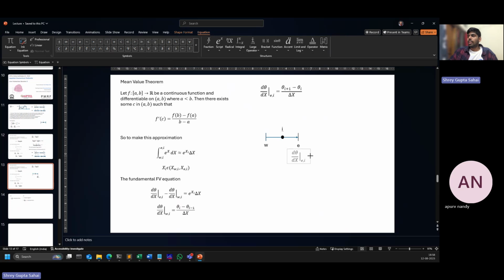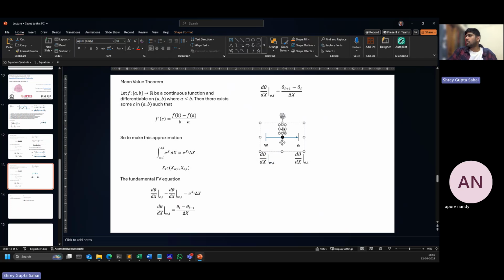In finite volume, we ensure that two control volumes always have the same flux. That is an important aspect of it. Whereas in finite difference, this is not maintained. That is the major difference between the two. I'll show it to you. Rather than putting I, let me put theta I.